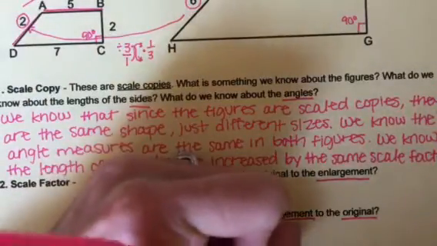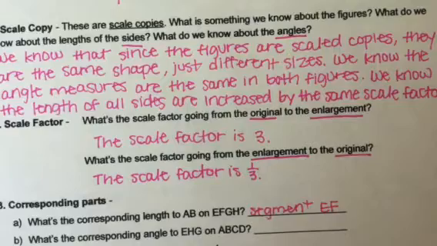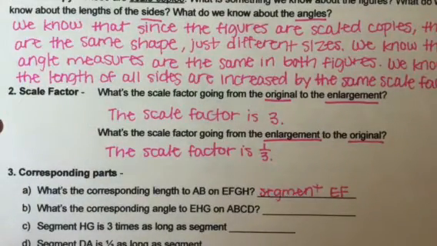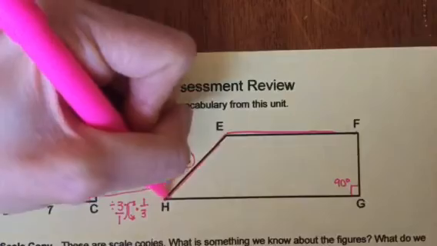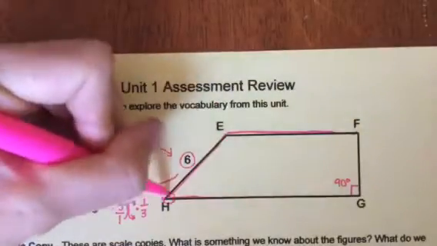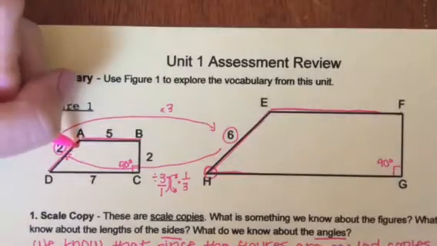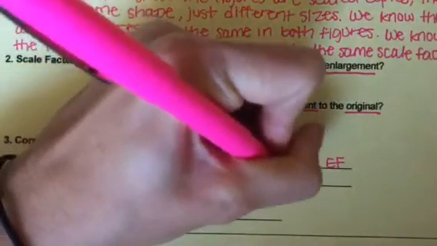So we're going to call that segment EF. Matches with segment AB. Question B, what's the corresponding angle to EHG on figure ABCD? Well, angle EHG is talking about this angle over here. And so the corresponding angle on our original figure is angle ADC.